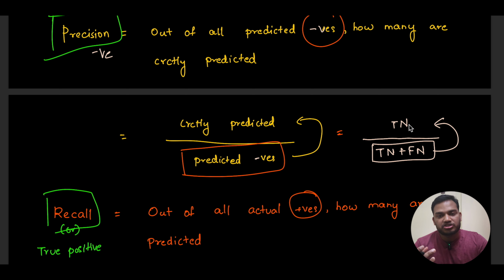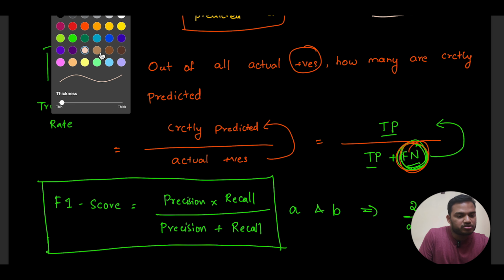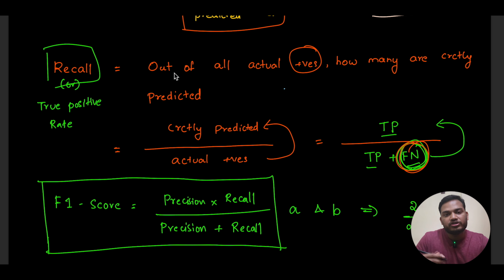So this will be the precision formula for the negative class, and similarly in recall we'll have similar changes. Let's observe the changes within recall. Previously, what was our recall positive definition? Out of all actual positives, how many are correctly predicted? Now it will change this way: out of all actual negatives, how many are correctly predicted? In the denominator we'll have actual negatives, and in the numerator we'll have correctly predicted points.